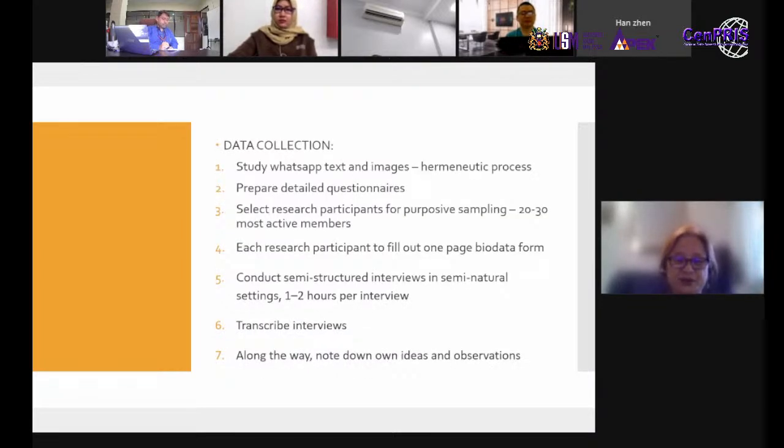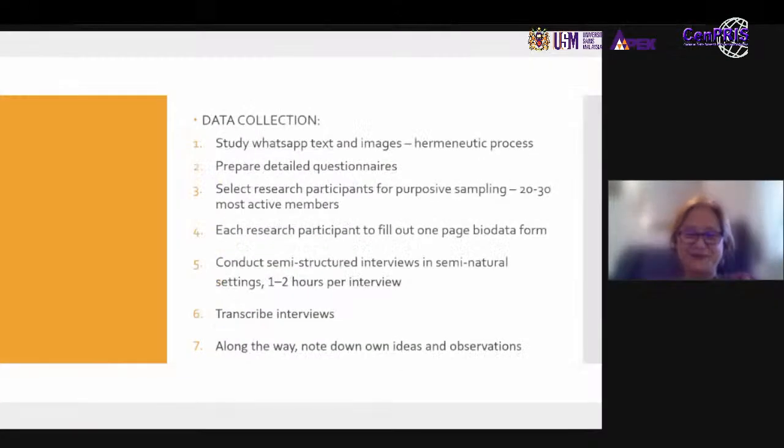Data collection. So what I'll do is I will study all these WhatsApp texts and images, and right now it's quite a lot of text and images because they're busy WhatsApping everybody every day. Even I don't have time to read it every day, but it's like a hermeneutic. This is the first hermeneutic process, so that I prepare the detailed questionnaires.